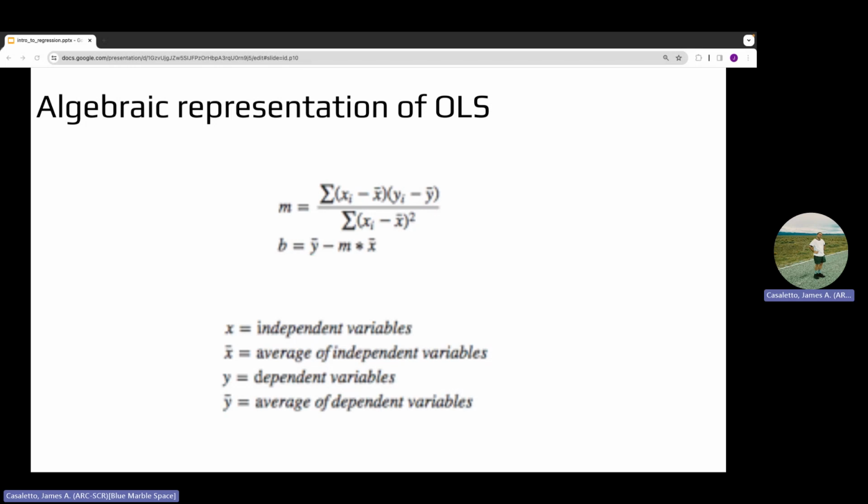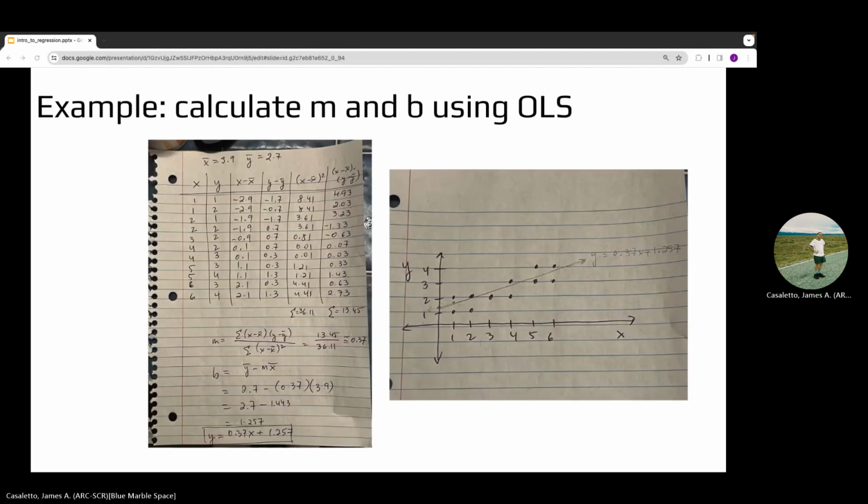Once you calculate m, you can calculate b as the difference between the mean value y bar and the product of m and the mean value x bar. We call this a closed form solution, meaning we can calculate exactly the values of m and b rather than approximate them. All you have to do is roll up your sleeves and do the arithmetic. Of course, we're data scientists, so we'll want to automate this using software. In the next slide, we'll see an example of using OLS to draw a line.